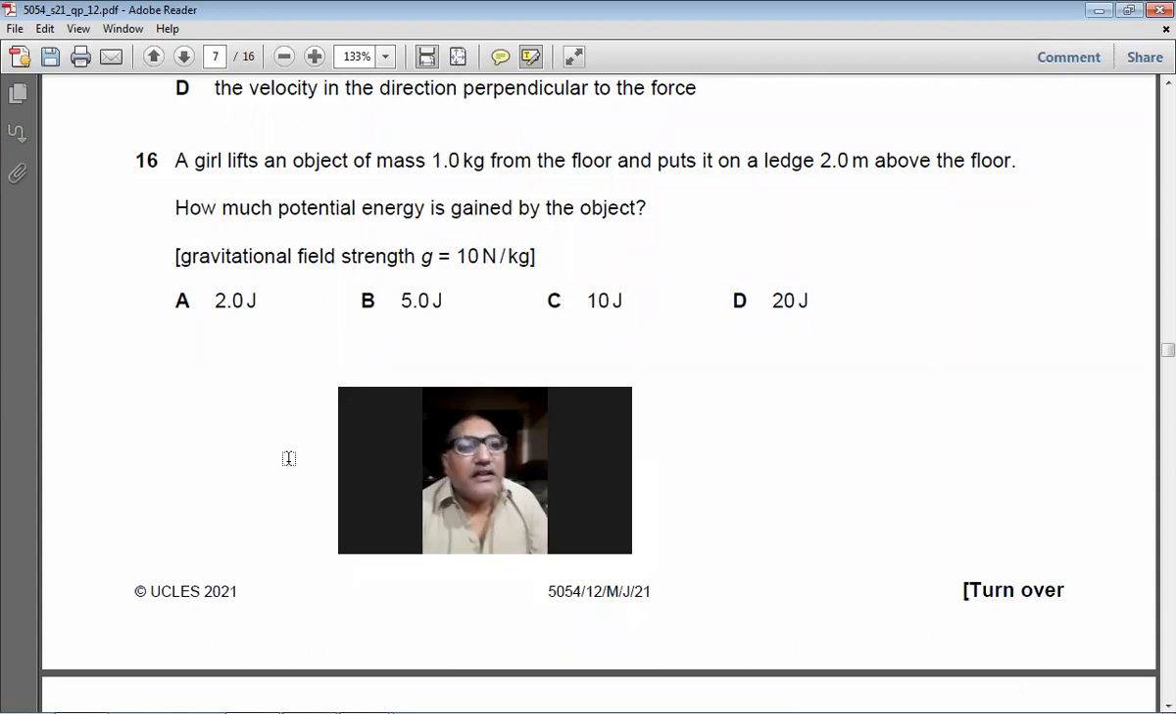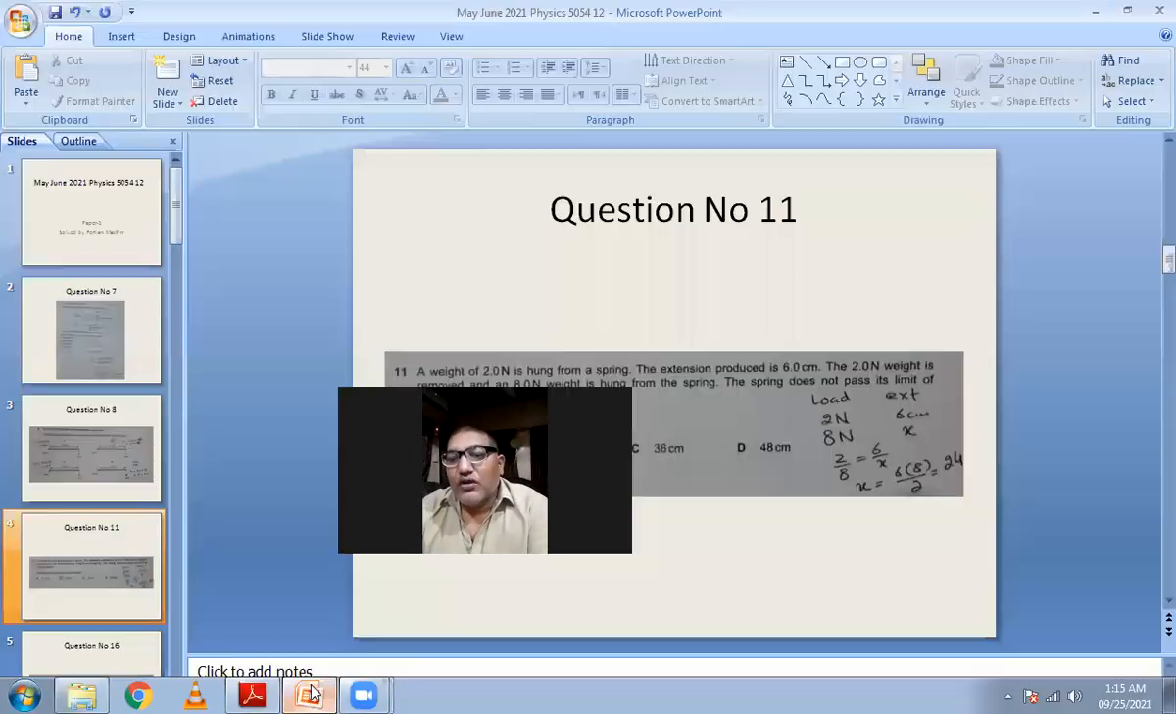A girl lifts an object of mass 1 kg from the floor and puts it on a ledge 2 meters above the floor. How much potential energy is gained by the object? The potential energy gained, the formula is very famous and very simple. The potential energy is equal to mgh. I've done this on a paper. Let me show you my work.